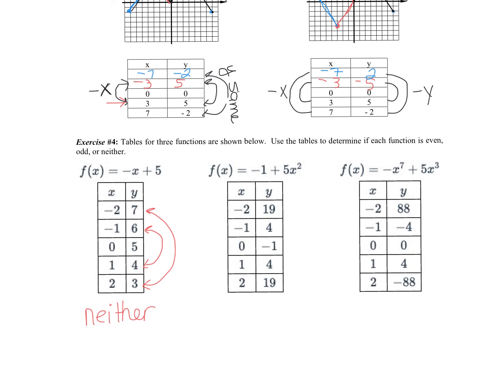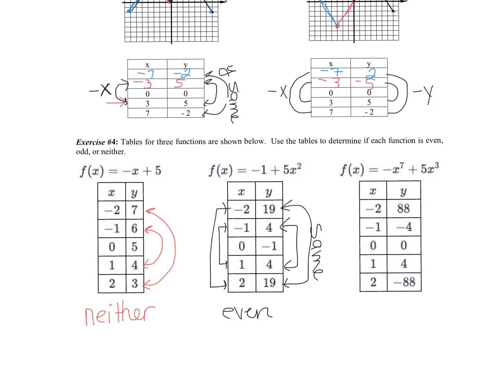On the next one, we have -1 + 5x squared, and we are going to check those values. I'm also checking the x values, but I know those are negating, right? So we're seeing that the x's are always being negated. What's happening with the y's? When I look, they are the same. So we have that symmetry over the y-axis. So this one is even.